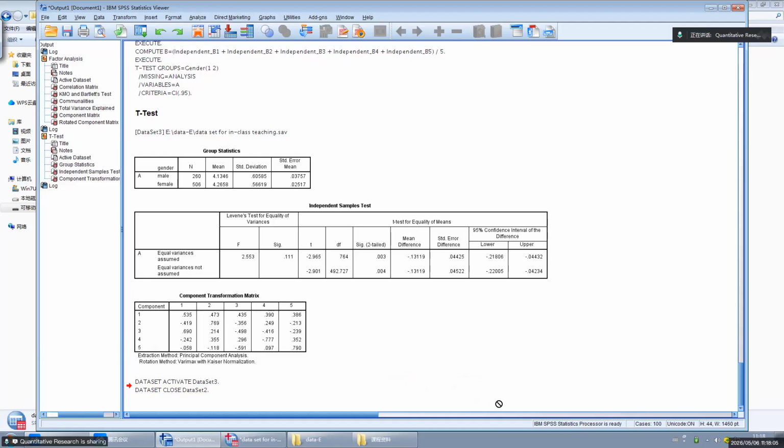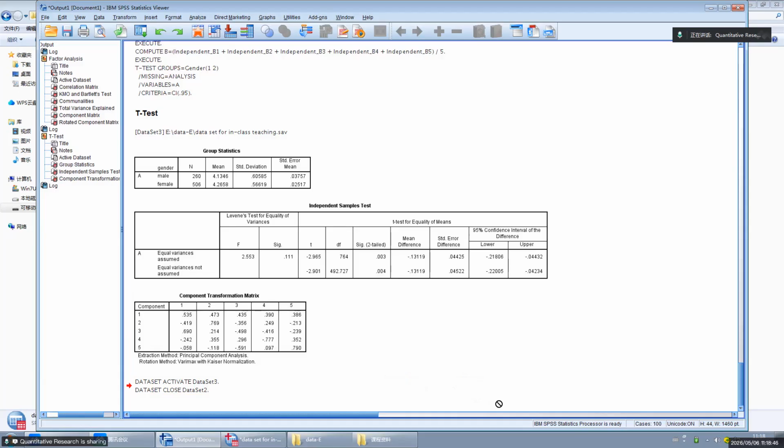What are we doing now? We are examining the gender difference in A. So this p-value tells us the gender difference is significant. Now we know there is a significant difference between boys and girls in A.